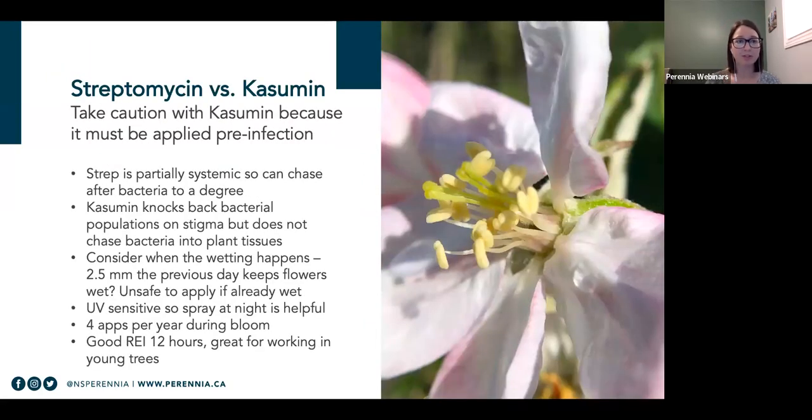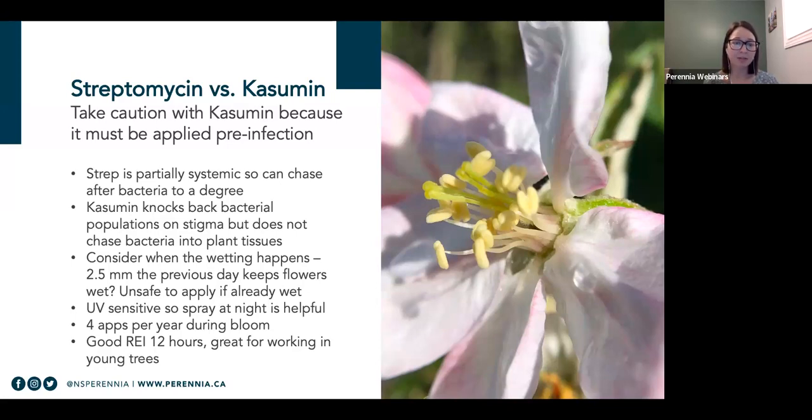There are some differences to note about streptomycin and Kasumin though. Kasumin tends to be much more finicky. Streptomycin is more flexible because it's partially systemic. So that streptomycin can actually chase after the bacteria to a degree. Once the bacteria goes into the nectar pores, the streptomycin can as well. And as long as it hasn't been long enough for that bacteria to really start to multiply, then the streptomycin can knock back that population enough to prevent infection.